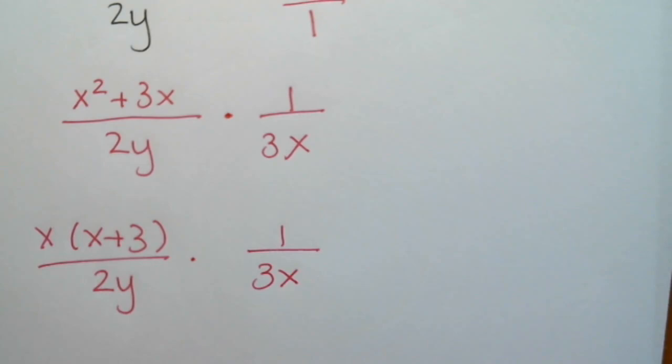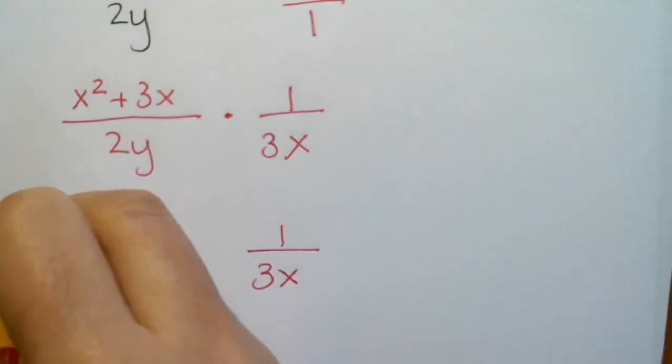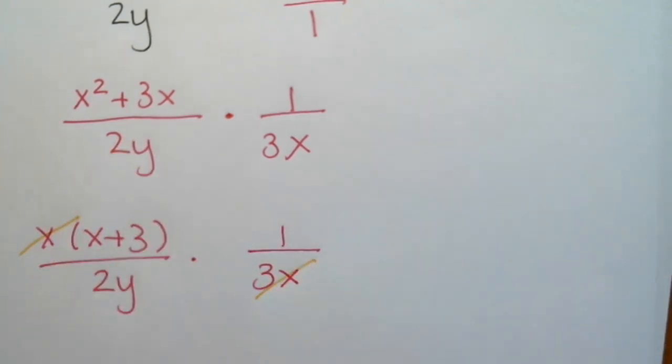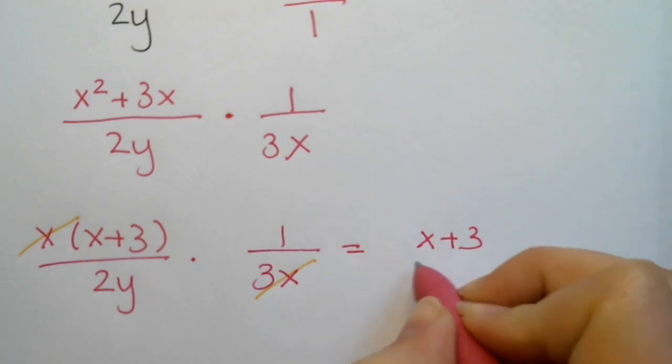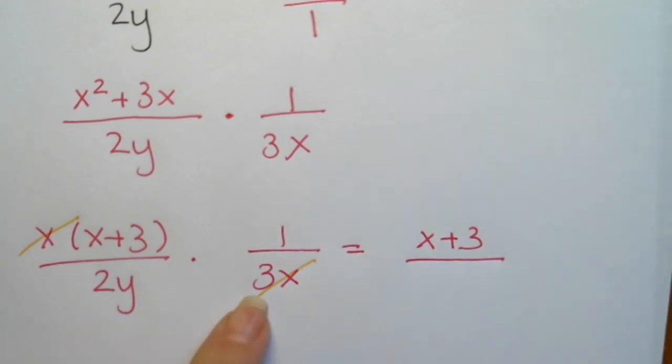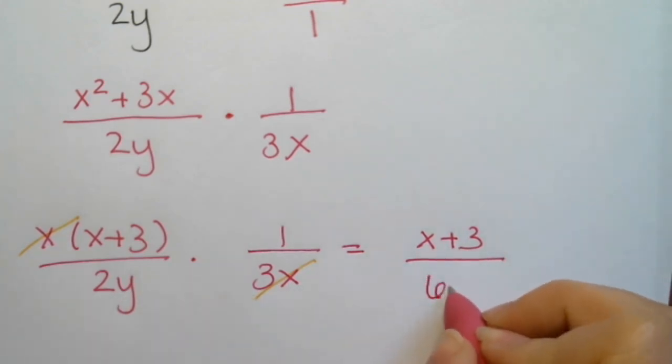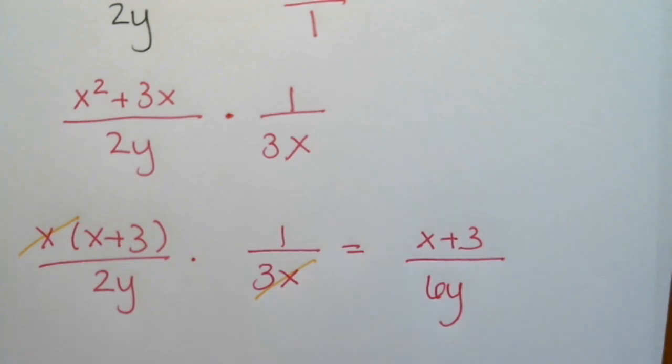So when we're looking to cancel here, we have x in the numerator and x in the denominator, and that's really all you can cancel. So what's left in the numerator is x plus 3, and what's left in the denominator is 3 times 2y, or 6y.